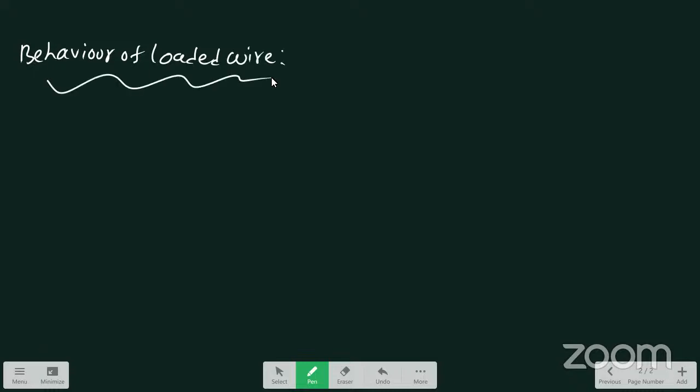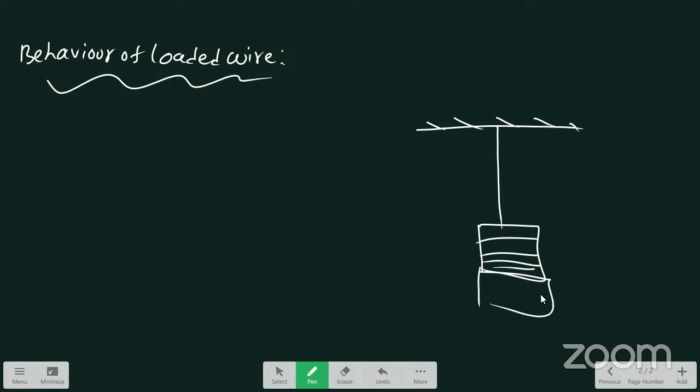Behavior of loaded wire means we want to draw a graph in between stress and strain. For example, one body suspended with a string. This is the load. When we apply load, automatically the length of the wire slightly changes. The wire becomes thin, thin, thin. At a particular time, it breaks. That is called behavior of loaded wire, meaning a graph drawn in between stress and strain.